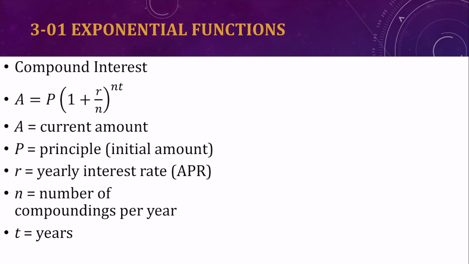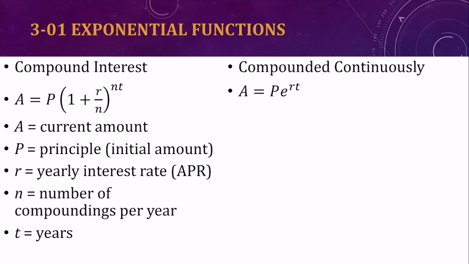So what if instead of just daily we went to minutely or hourly or secondly, so we let n become very large? Well, when n gets very large, we get e. e is 1 plus 1 over n to the n when n approaches infinity. So if we compound continuously, or all the time, A would equal P e to the rt. And that's the maximum amount you could have in your account with compound interest.